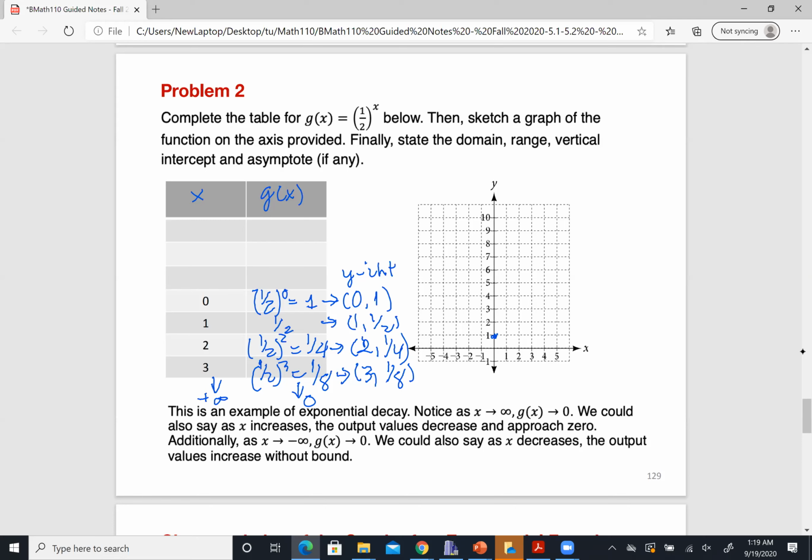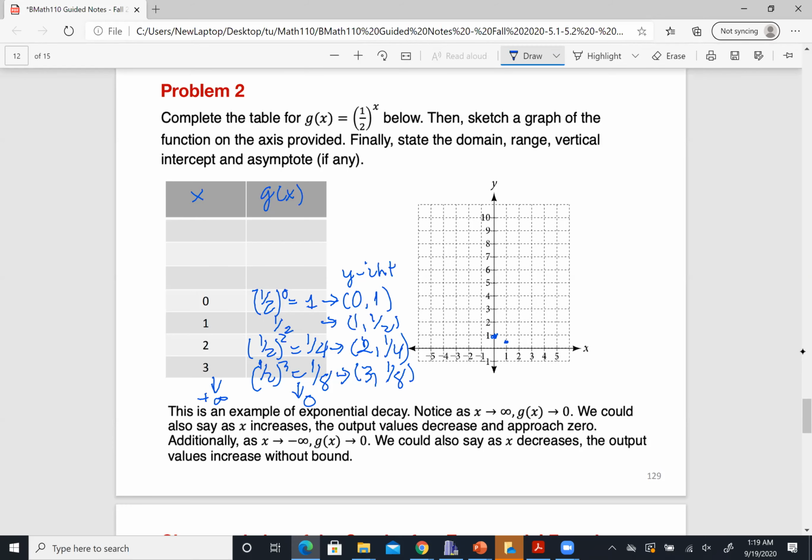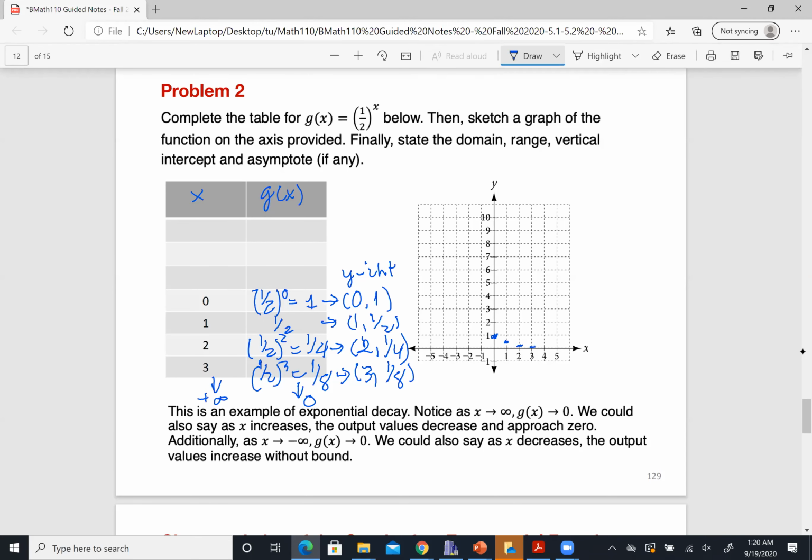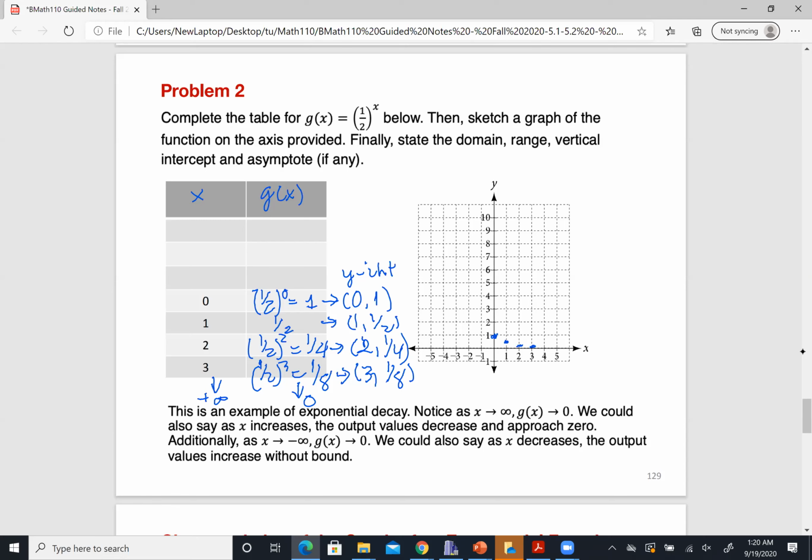So let me list out all the points: 1 and 1/2, 2 and 1/4, which become lower and lower, and 3 and 1/8. It's going to be very close. Okay, so what about the other side?